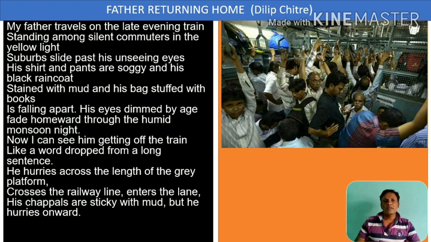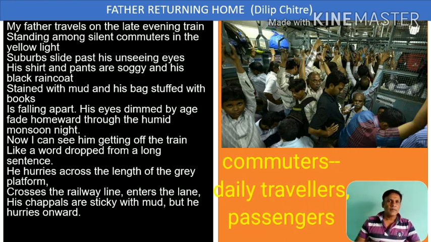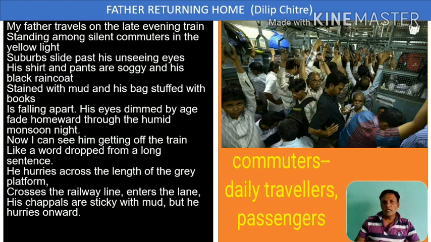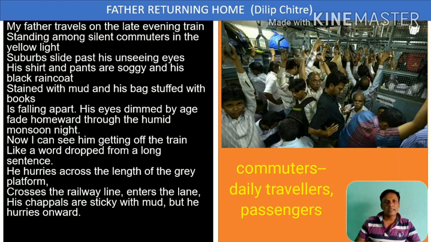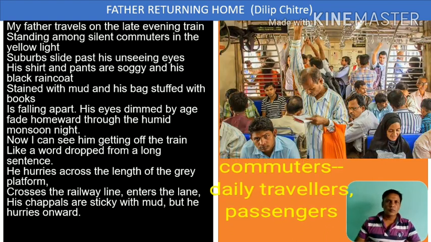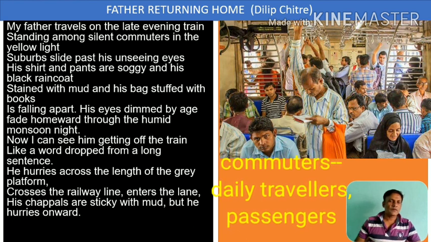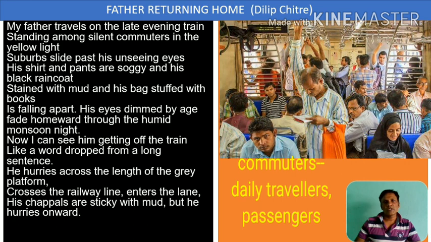My father travels on the late evening train, standing among silent commuters in the yellow light. Commuters means the passengers. In the very first line of the poem, the poet describes his father's traveling home by train. In the very first line of the poem, the poet describes his father's return journey by train from his workplace to his home.